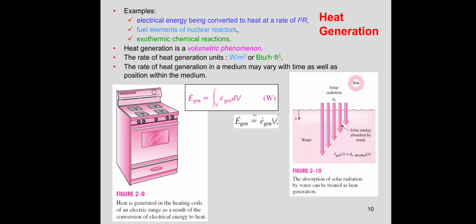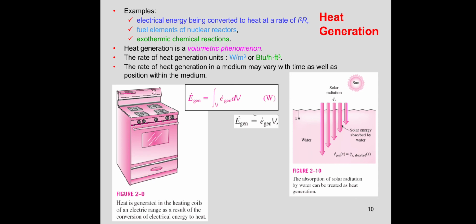So heat generation is a volumetric phenomenon. The rate of heat generation units is watt per meter cube, or British thermal unit per hour per foot cube. The rate of heat generation in a medium may vary with time as well as position within the medium. Okay, so this depends upon the time and the position also. For that we have given an example. Heat is generated in the heating coils of an electric range as a result of conversion of electrical energy into heat. Okay, so after supplying the current to the coil, the heat will be generated. That means electrical energy will be converted into heat energy. So this is called the heat generation.